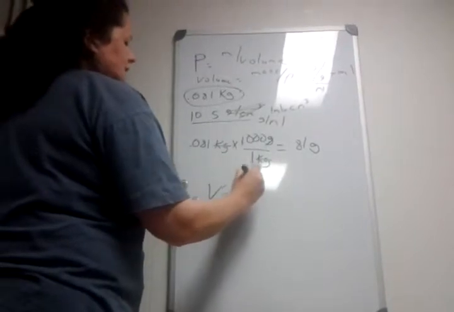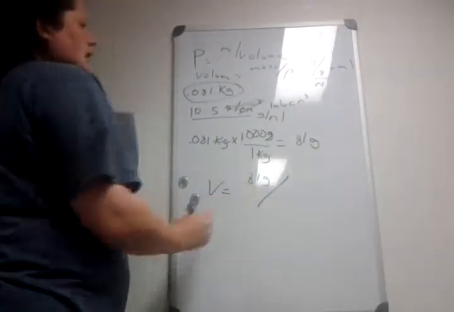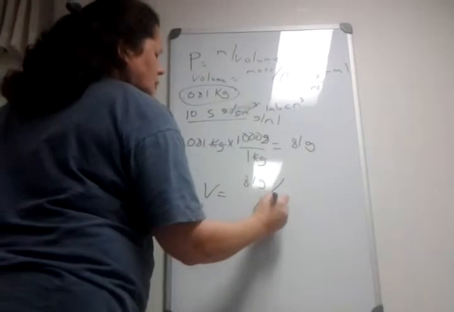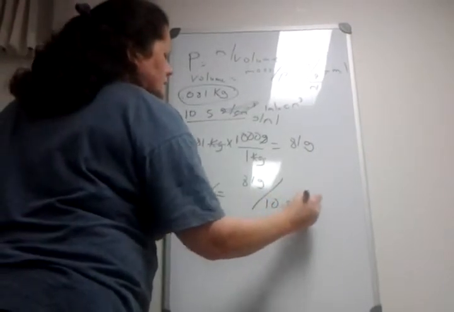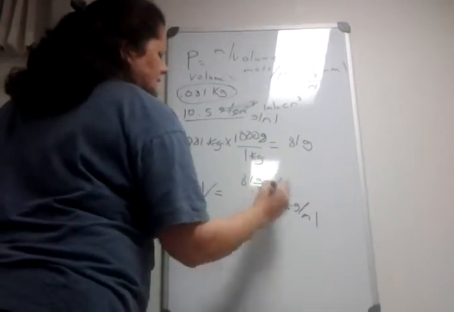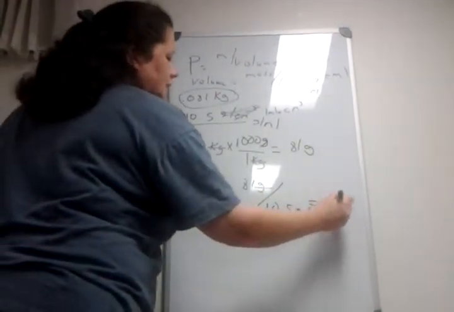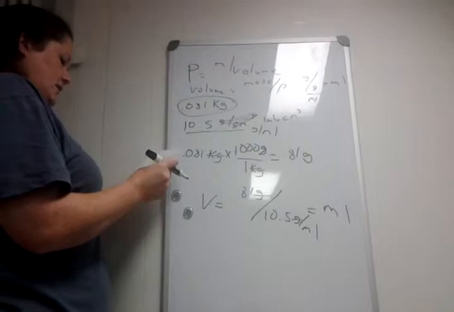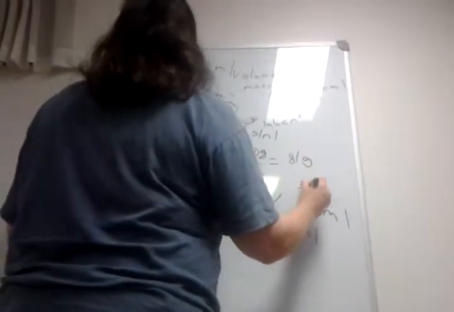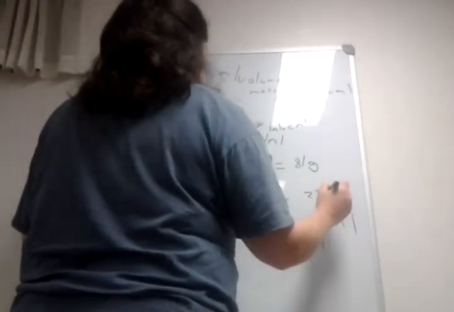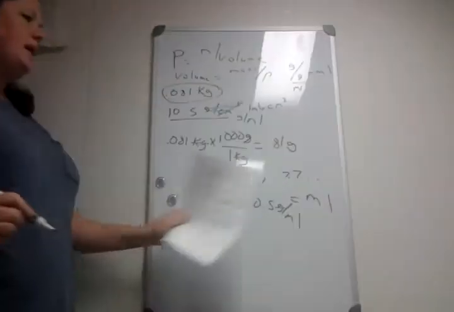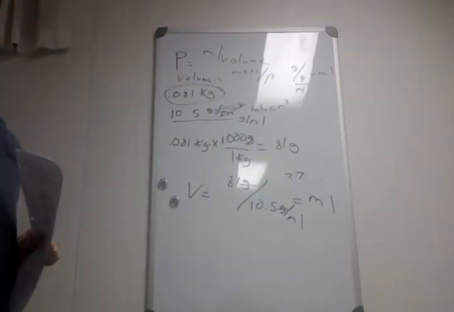Okay. Now we're solving for volume. We have our mass, 81 grams, and we have our density, 10.5 grams per milliliter. The grams are going to cancel out. The milliliters in the denominator are now going to be in the numerator. And we have our answer, 7.7. There's a few more numbers here, but I'm going to tell you why we stop at 7.7.